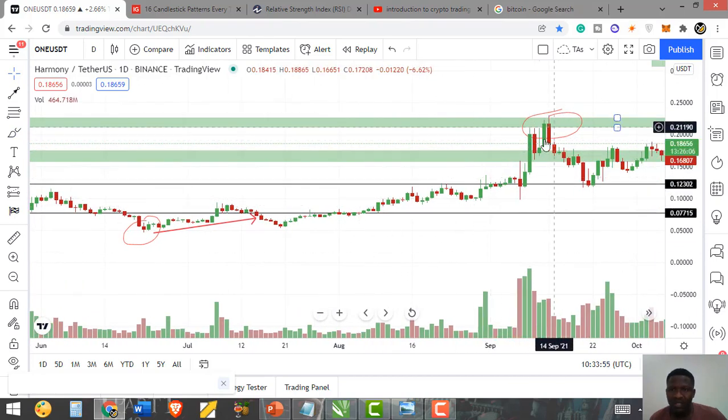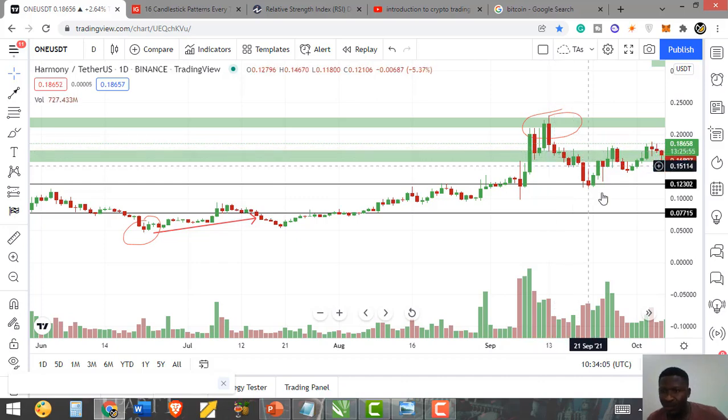Look at this, this is a bearish harami here, and what happened next? A confirmation of this candlestick pattern formed. And what happened next? The price went down from around 0.21 down to 0.12.